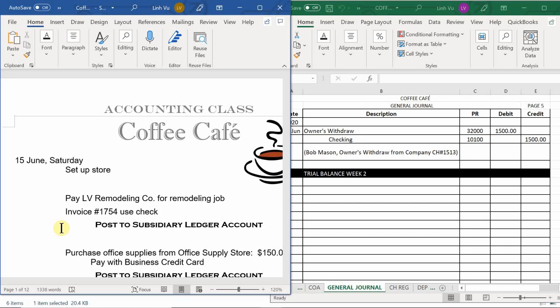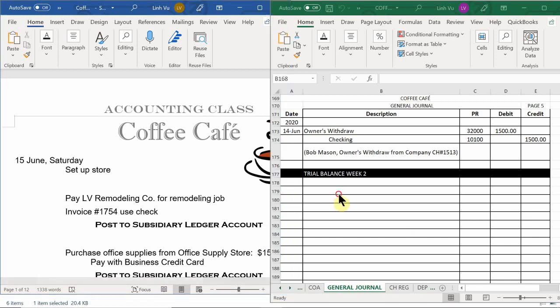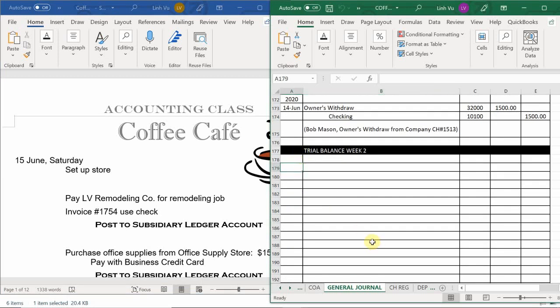Pay LV Remodeling Co for the remodeling job. The invoice says 1754. How are you so certain? I just went to the example that we have, and that's what it is. Invoice 1754. Okay. Now, where else can we find that information if I didn't have all the papers from before? The ledger or the subsidiary ledger.